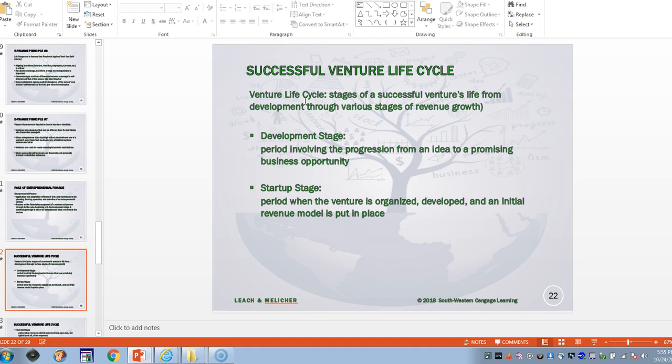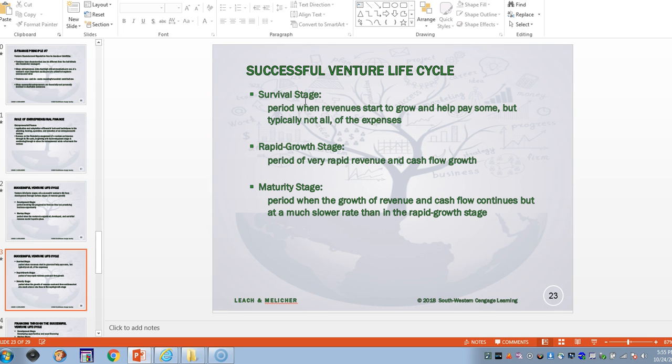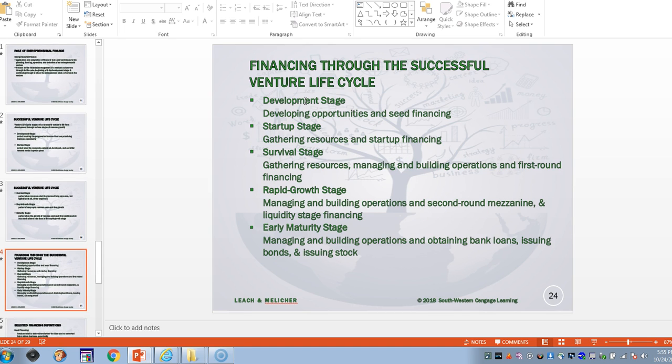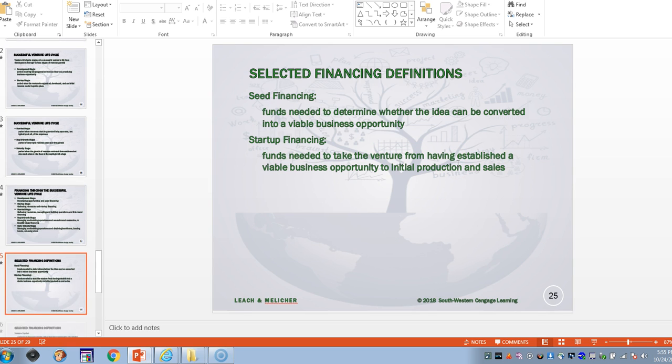All right. So we have different life cycles, right? There's stages of a venture's life, and you should know all of this by now, right? The development stage, the startup stage, the survival stage, the rapid growth stage, and the maturity stage. That's 5, right? 1, 2, 3, 4, 5. There's 5 stages. Okay.